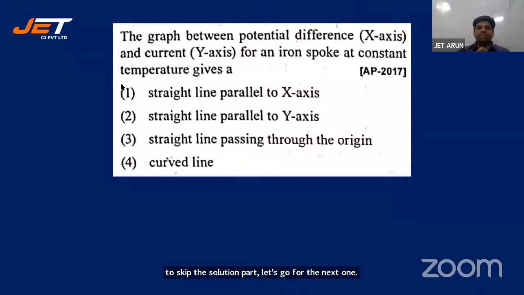The graph between potential difference and current for an iron spoke at constant temperature gives: a straight line parallel to x-axis, a straight line parallel to y-axis, a straight line passing through origin, or a curved line. Iron spoke is an ohmic conductor. For an ohmic conductor, current along y-axis and potential difference along x-axis.